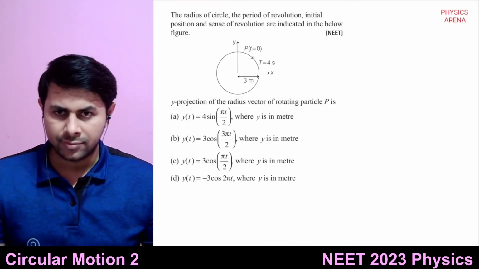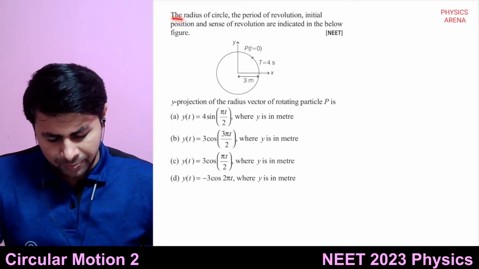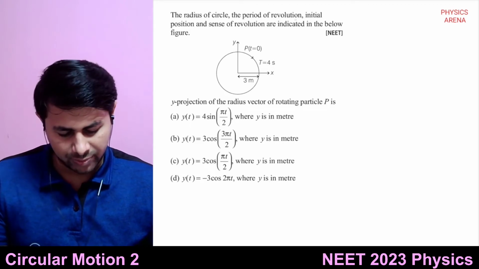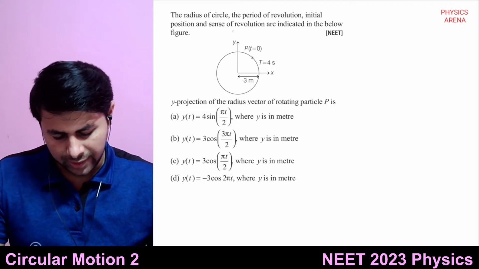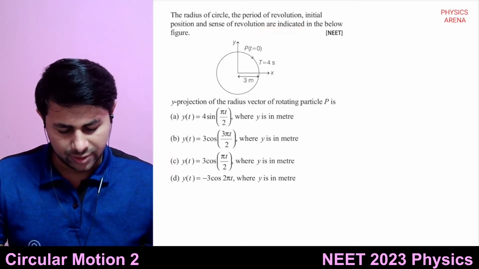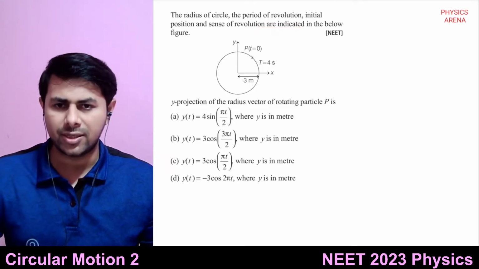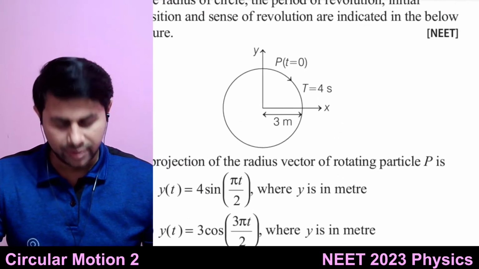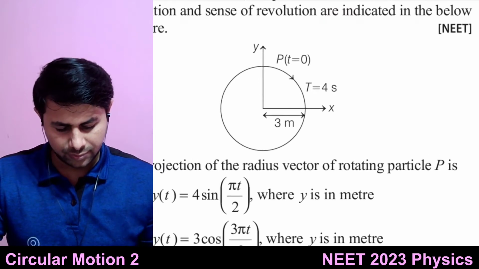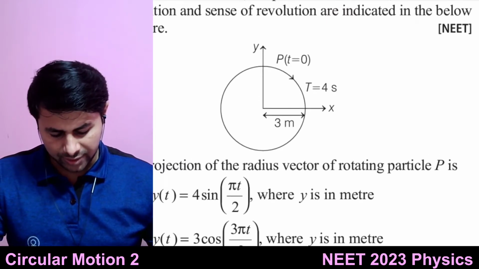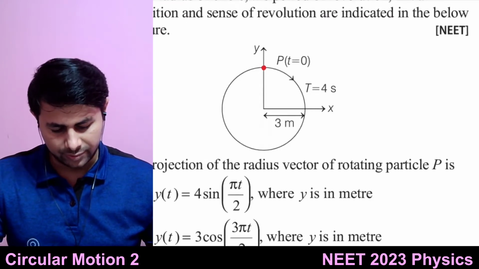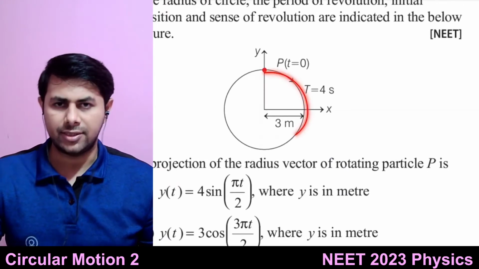Next question. The radius of the circle, the period of revolution, and the initial position and sense of revolution are indicated in the below figure. Okay, so can you see this figure clearly? Shall I zoom it? Now can you see? Okay, the particle starts from here, right? And it's moving in the clockwise sense, not in the anti-clockwise sense.